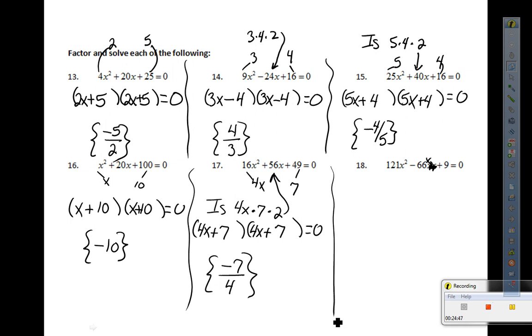And the last one, for a second, the square root of 121 is 11. The square root of 9 is 3. 11 times 3 is 33. Doubled is 66, so our little trick works. So 2 parentheses, 11x, 11x, a minus and a minus, because there's a minus sign, a 3 and a 3.